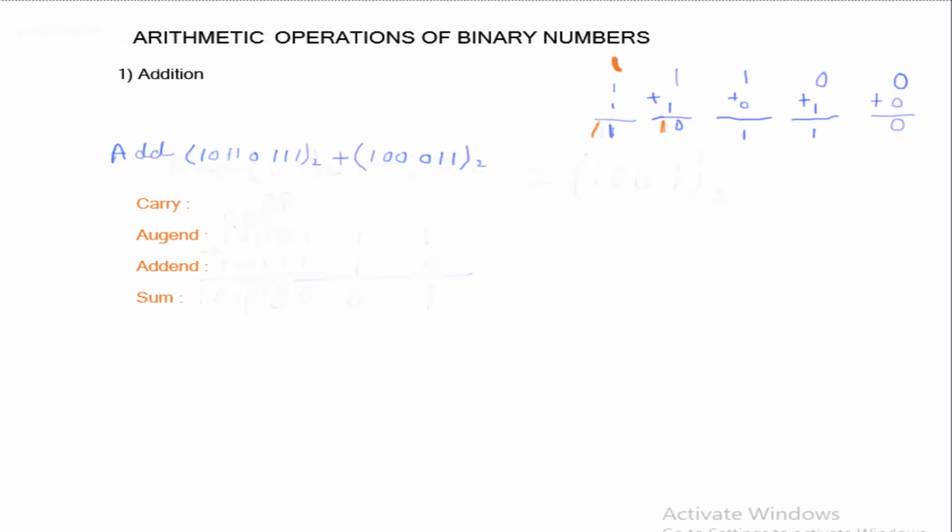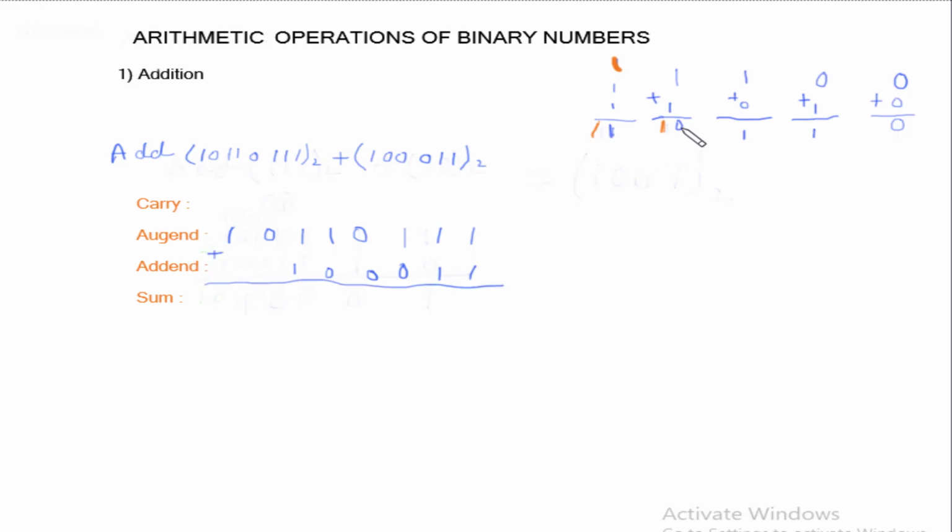Now another example, and we have to add the binary number 10110111 plus the binary number 100011. We have to add it. So the augend here will be, let me write the first one, 10110111, and the addend will be started from this end, so it will be in reverse 110001. So we have to add it.